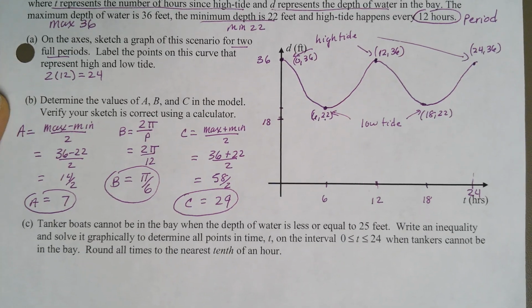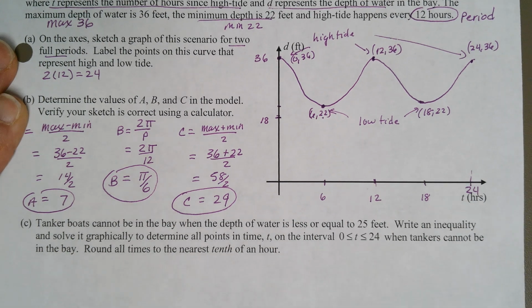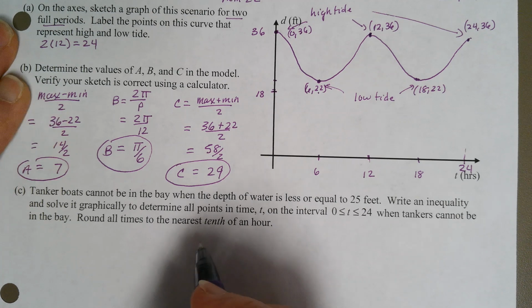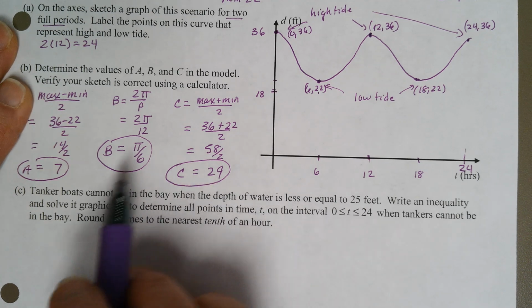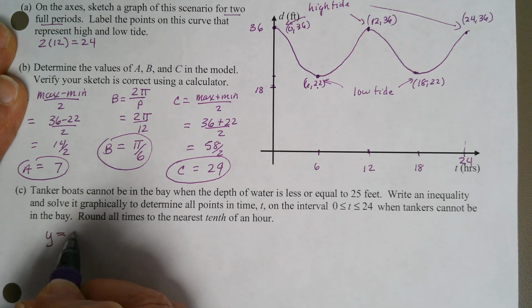Tanker boats cannot be in the bay when the depth of the water is less than or equal to 25 feet. Write an inequality and solve it graphically. Determine all points in time, t, on the interval from 0 to 24 when tankers cannot be in the bay. Alright, so that means when it's less than or equal to 25 feet. So the inequality would be that our equation, let me just write down here what we put into the calculator.